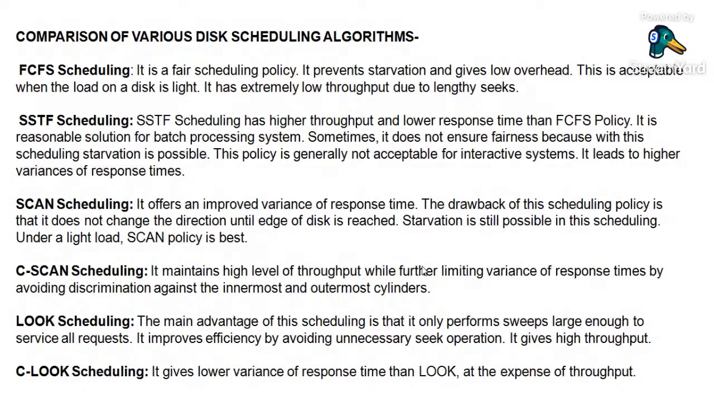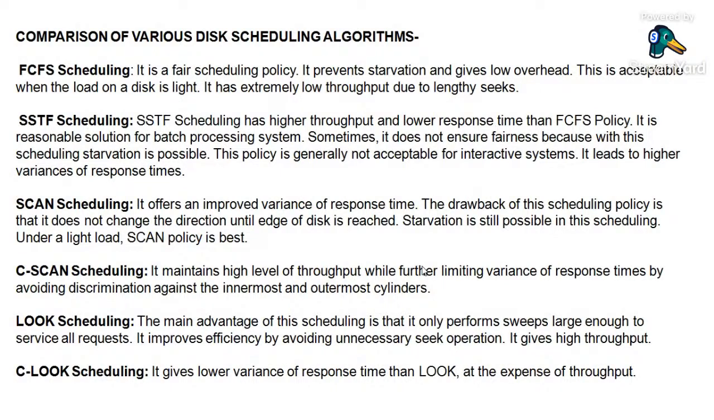Then the circular SCAN maintains a high level of throughput efficiency while further limiting variance of the response time by avoiding discrimination against the innermost and the outermost cylinders. The LOOK scheduling, the main advantage of this scheduling is that it only performs sweeps large enough to service all the requests. It improves efficiency by avoiding unnecessary seek operations. It gives higher efficiency or throughput. And finally, the circular LOOK gives lower variance of the response time than LOOK, at the expense of throughput.